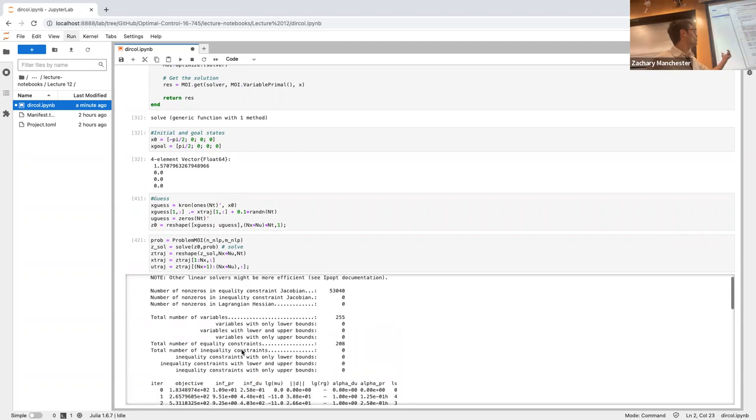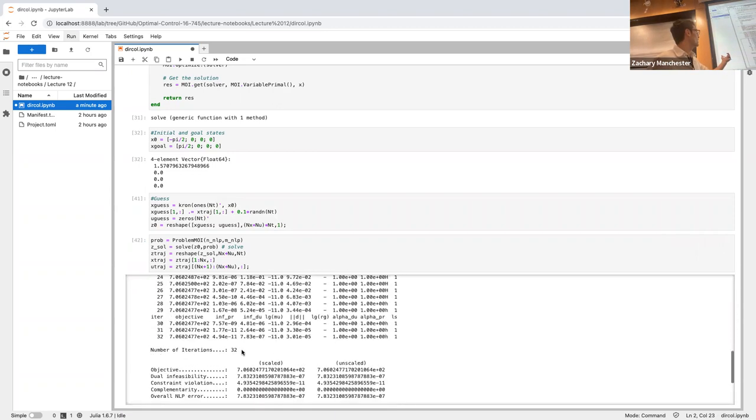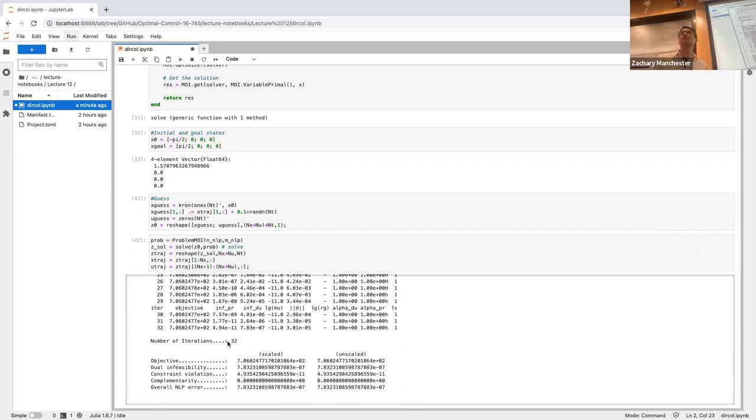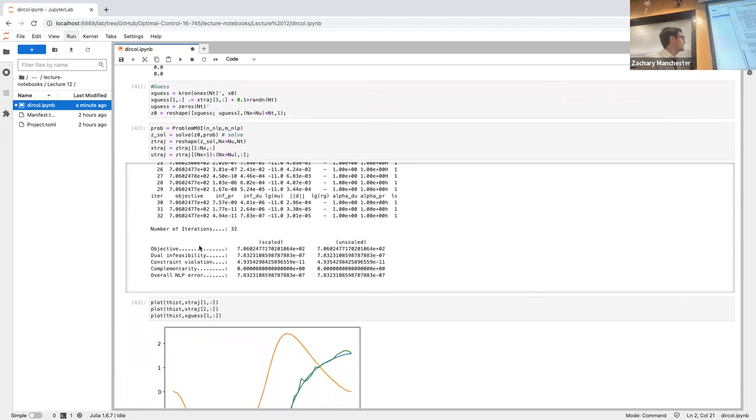Check it out. Crazy fast. And it only took 32 iterations instead of 800 something. Just by giving it a noisy guess on only one element of the state vector, right? So I gave it very little information. It was not dynamically feasible. I couldn't roll that out. And it was crazy fast.